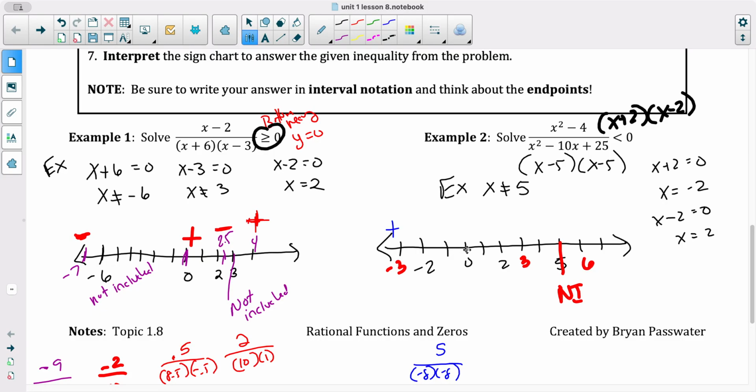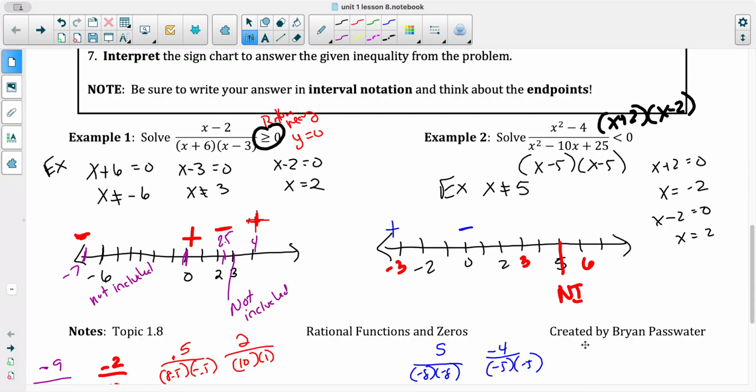All right, so 0, since again, that's between -2 and 2. Substitute in 0. 0 squared is obviously 0 over -4. And then I'm going to end up multiplying -5 times -5. That's -4 over 25. That is a negative.